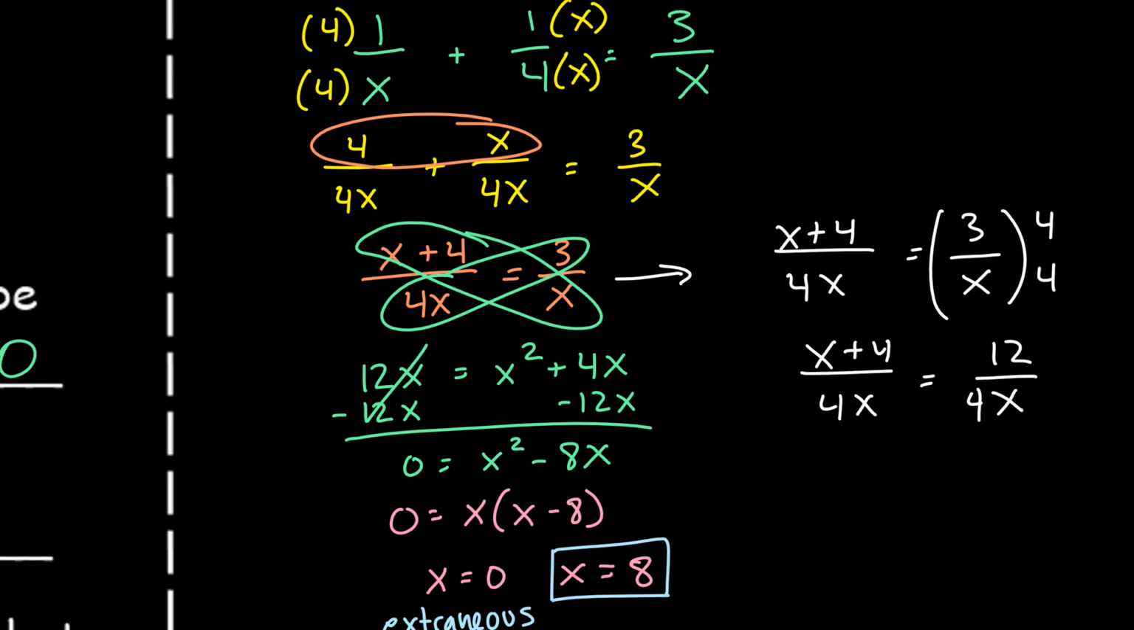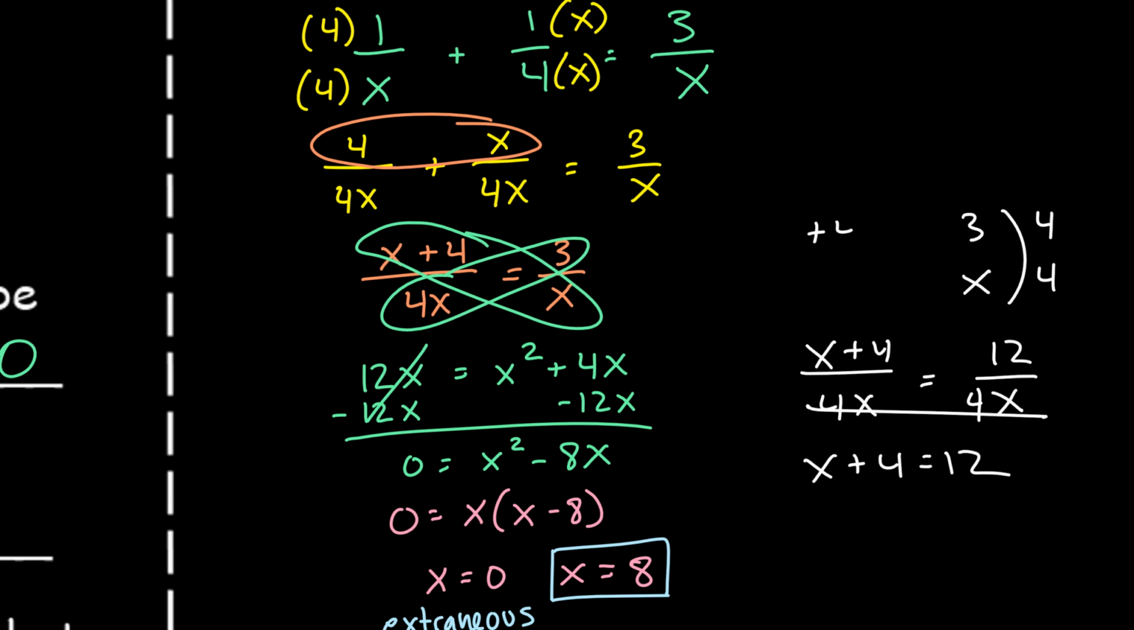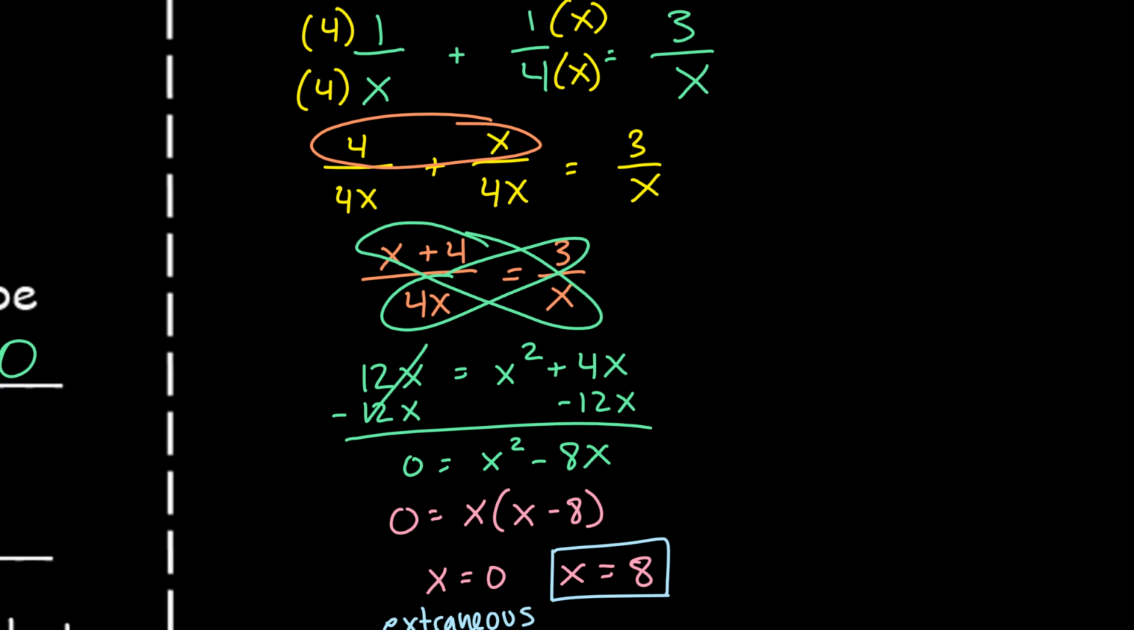And then what can you do here? What do you notice? The denominators are the same. So you can cancel them out and it's just x plus 4 equals 12. You see it? That's only when you can actually make the denominators the same. Most times the problems are harder than this and you can't do that, okay? That's why I didn't show you that way to begin with.